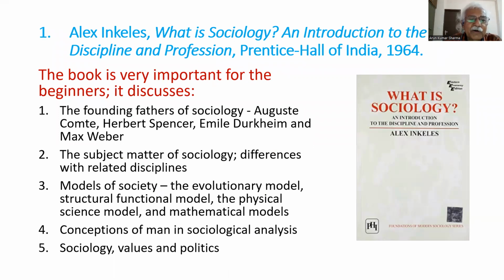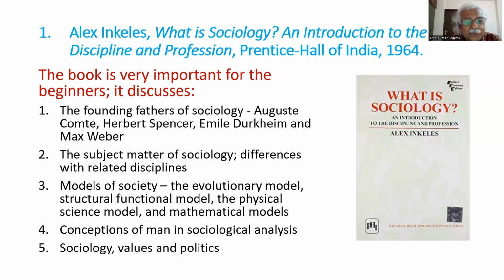It deals with who are the founding fathers of sociology. He named 4: Auguste Comte, Herbert Spencer, Emile Durkheim, and Max Weber. Some people may like to add Karl Marx's name also, that you can do, but this book includes these 4 names. And then it talks about subject matter of sociology. How do we determine what sociology is about, and what do various ways of determining the subject tell us about nature of sociology, and how does sociology differ? It answers the question, how does sociology differ from other related disciplines like psychology, economics, political science, anthropology, etc.